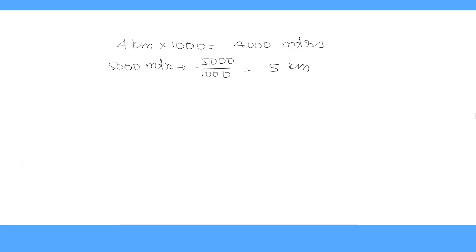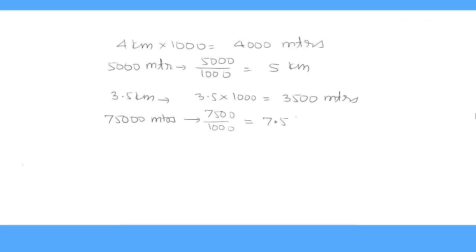Now we convert a few fractional quantities. Let's convert 3.5 kilometer into meters. We multiply 3.5 by 1000, so we get 3500 meters. Now we have to convert 7500 meters to kilometer. We divide 7500 by 1000, so we get 7.5 kilometer. This way we convert kilometer to meter and meter to kilometer.